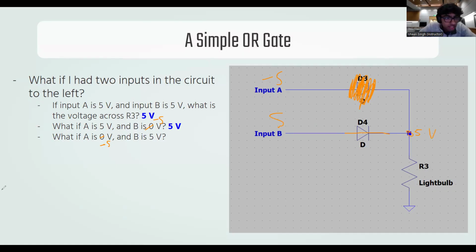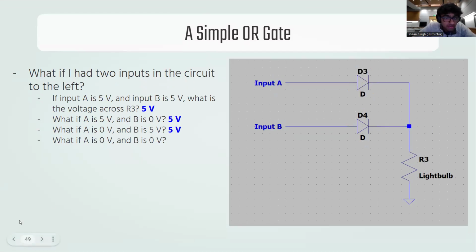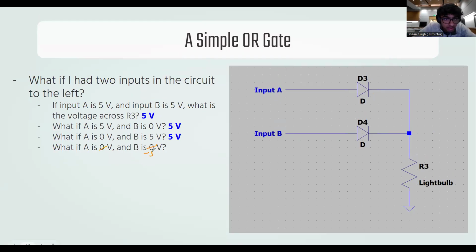Now what if both of them are low, as in negative 5 volts? So again, not 0, say it's negative 5. So this is negative 5 volts. This is negative 5 volts.